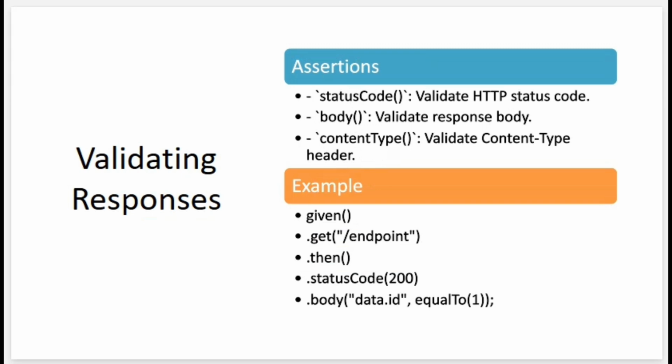Now how can you validate the response? For that we have dot statusCode, which will validate the HTTP status code. We have dot body, where you can validate your response body. Dot contentType, where you can validate your content type header. That way these are all for validating the response. Here I have given one example. See, I have used given, then put in the endpoint and passed the dot get method. Then whatever response I'm getting, I am checking after dot then dot statusCode and dot body.